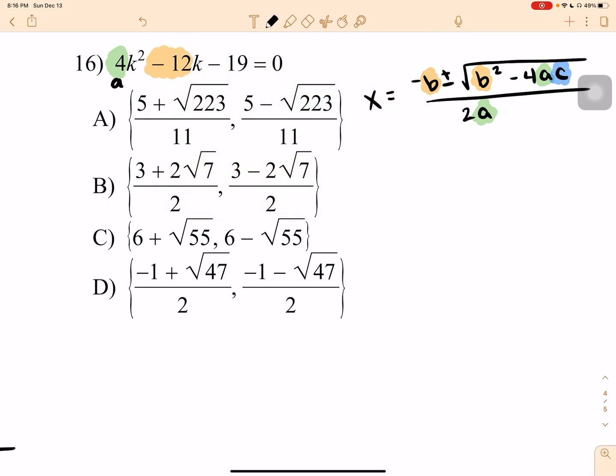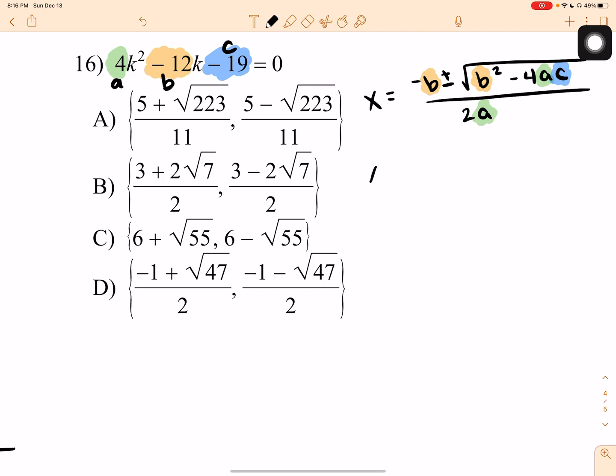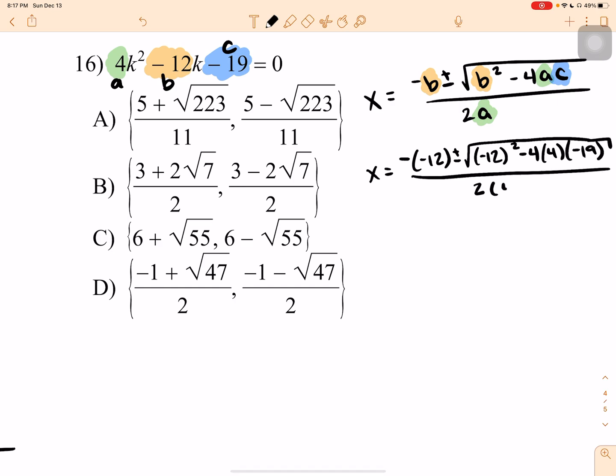-12 is B. You have to include that negative. And -19 is C. Okay. So now I'm going to plug them all in. So I'm going to have x equals -12 plus or minus the square root of -12 squared minus 4 times -19, all over 2 times 4.